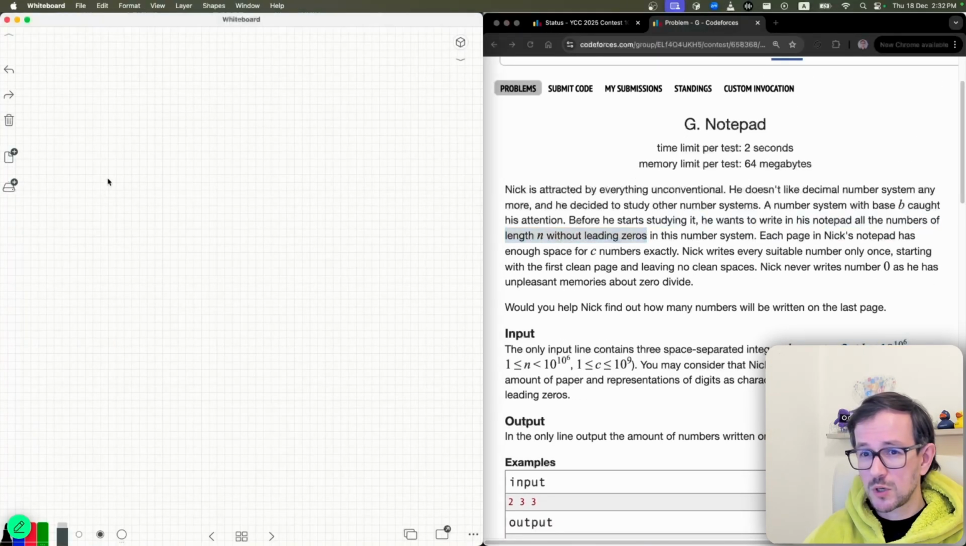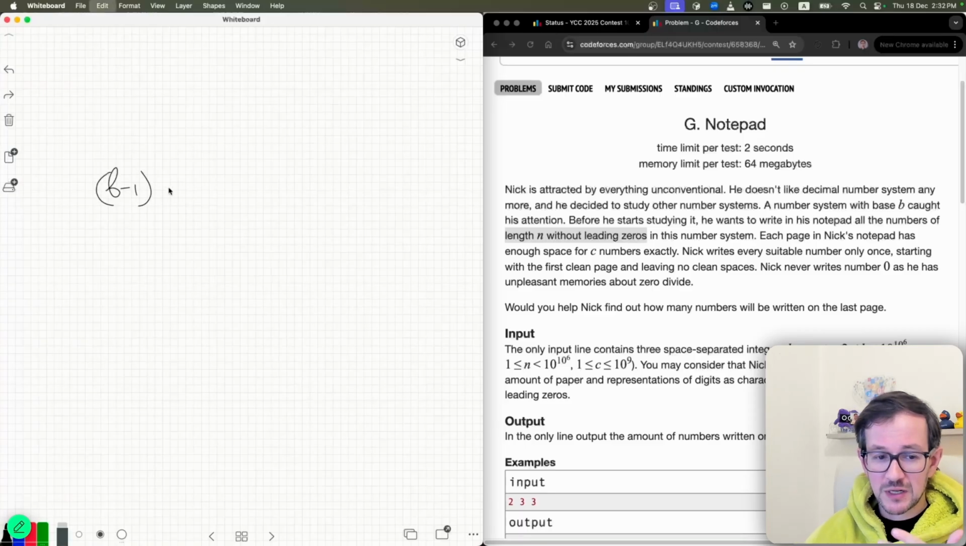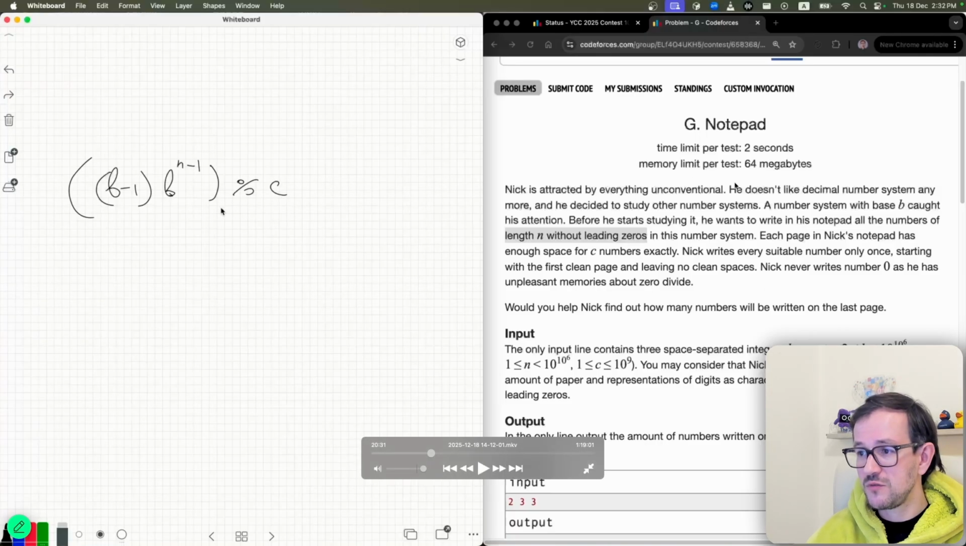Yep. So what do we need to calculate? We need to calculate basically this simple formula: (b minus 1) multiplied by b power (n minus 1), modulo c. That's what's written in this problem statement. If you just read the problem statement, that's what you need to calculate. The only problem is that the numbers b and n are huge. So you have a huge number b, a huge number n.